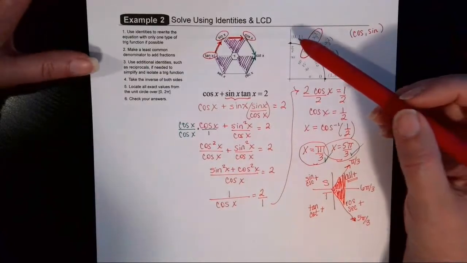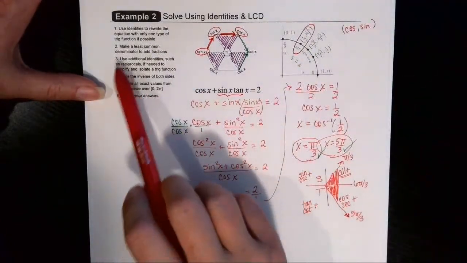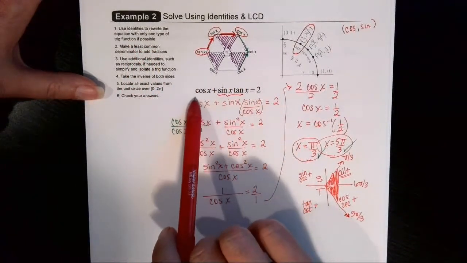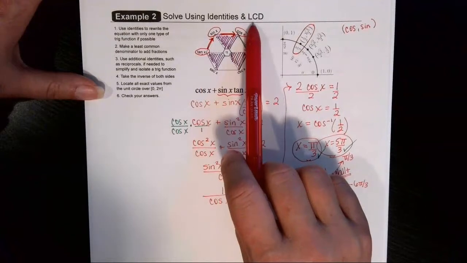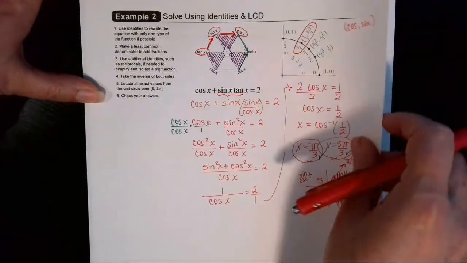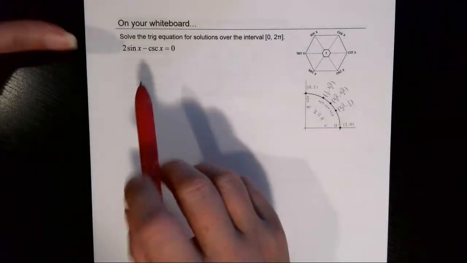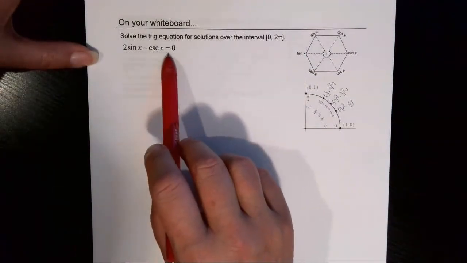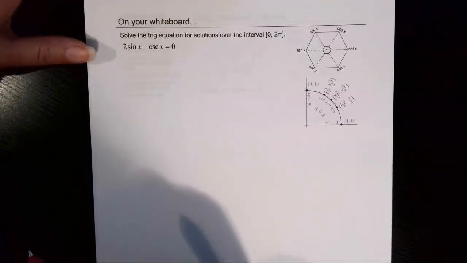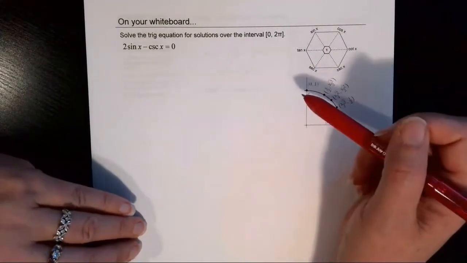Okay, so in our last video, we looked at how to do this problem in example 2, solving a trig equation by using identities and finding a least common denominator. So to practice that strategy, if you did not yet take a second to solve this problem, 2 sine of x minus cosecant of x equals 0 on your own, go ahead and pause the video, and then once you've tried it, come back and go through the answer with us together.